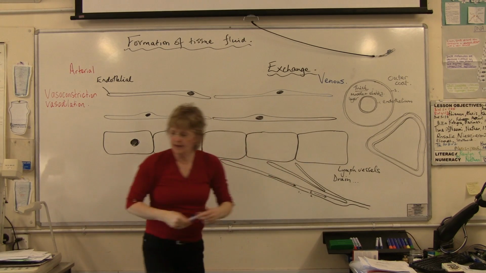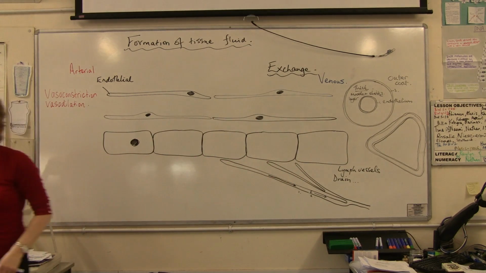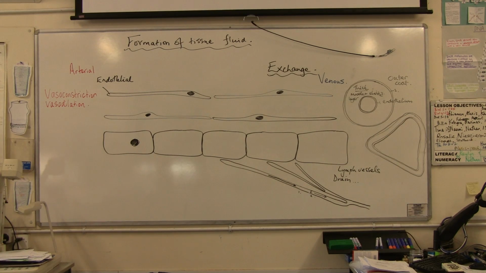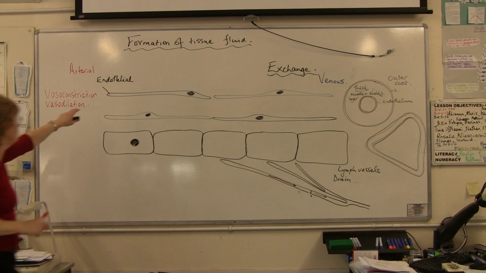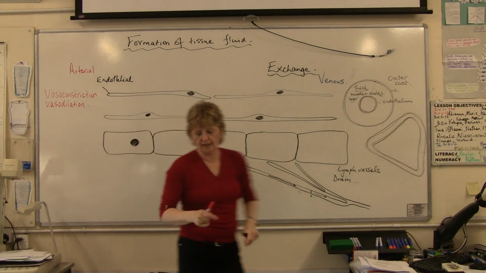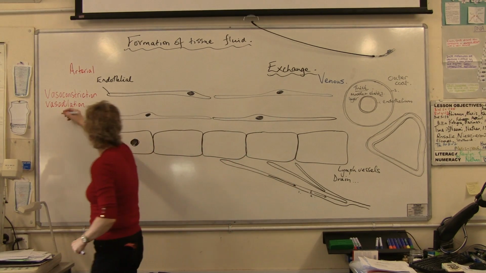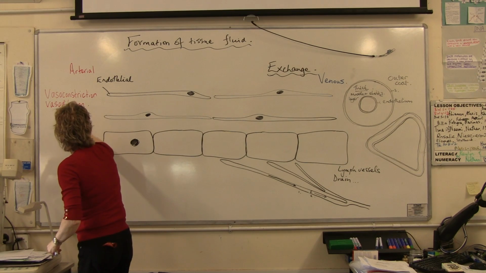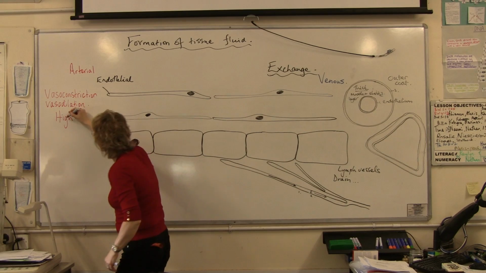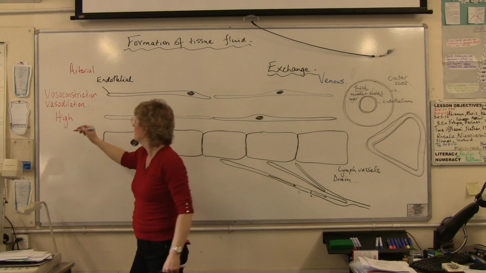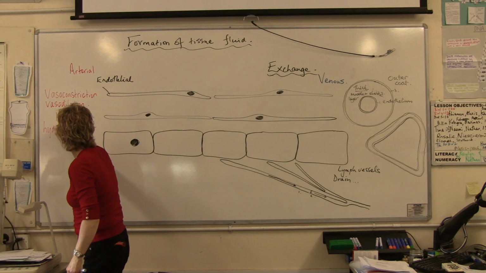Okay, so thinking about the way the blood is flowing. Kate, can you tell me what the blood flow will be like at the arterial end when it enters the capillary bed? It'll be quite high pressure. Excellent. So we've got high, and what kind of pressure do we call this? How do we describe this pressure? Okay, so we've got high hydrostatic pressure.